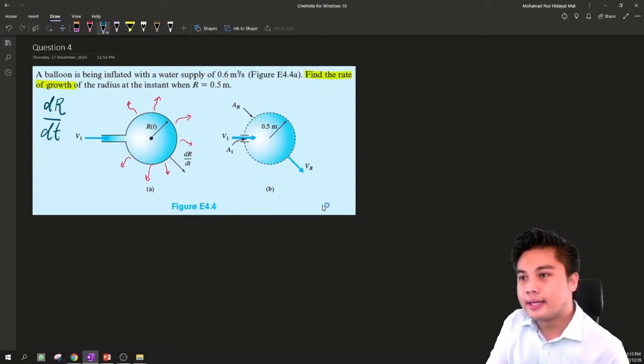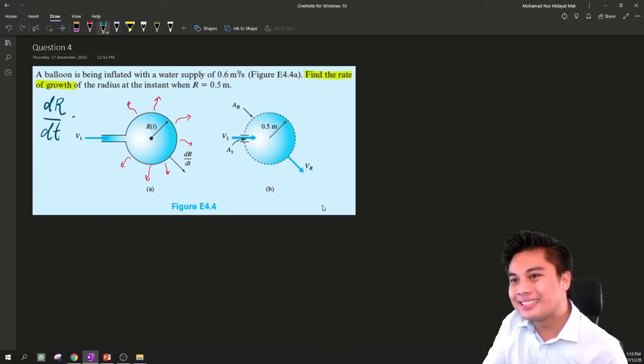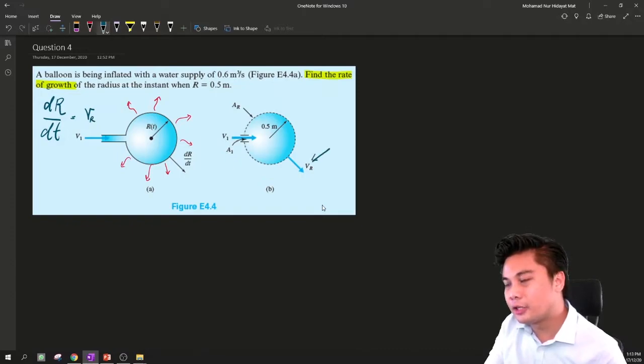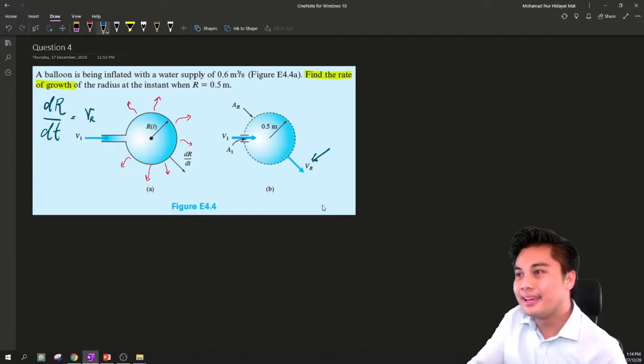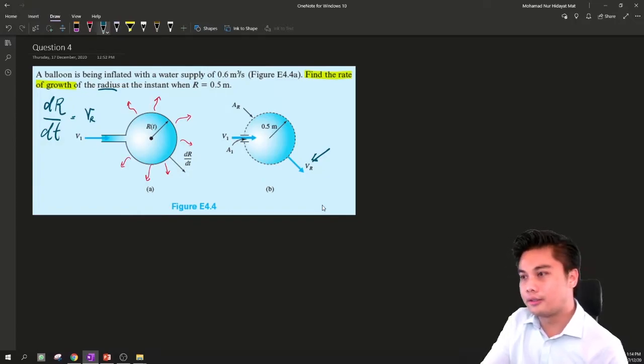Since we know that the velocity is moving outwards in the direction of r, so here is actually velocity r, radius. So the question asks what is the velocity Vr only. Alright, indirectly they said the rate of growth of radius. So dr over dt is actually equal to v, velocity in the direction of r.